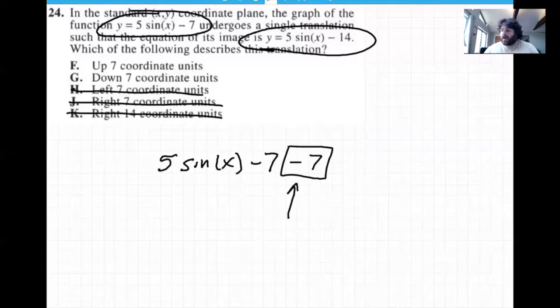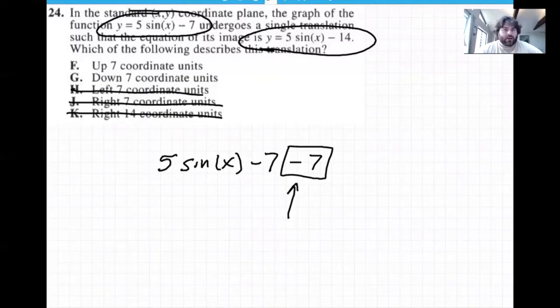It's either up or down, and since it's negative, it goes down. It's not backwards like it is when it's with the x. So this one goes down 7 units. Now let's say you just don't quite understand transformations in that way. I would graph them both. I would graph the first one and then graph the second one and see how it went down 7.